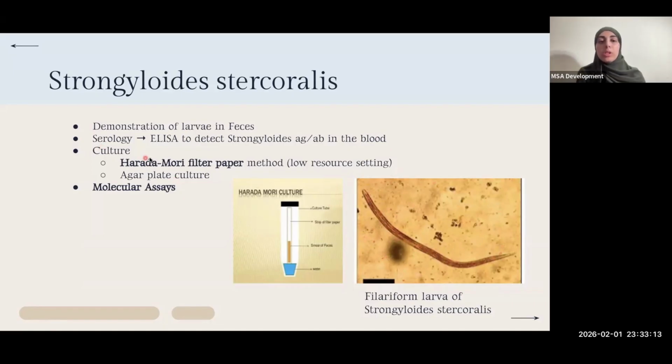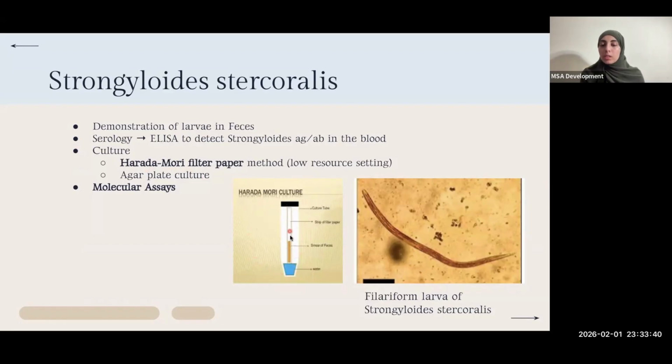You can also use serology, like ELISA, to detect the antigen or antibodies in the blood, and you can culture, but culture is not really done that much. It's not very helpful. It's only helpful in places with low resources. In a place with no ELISA and no very advanced techniques, they may use the culture, which is called the Harada-Mori filter paper method. This is the Harada-Mori culture.